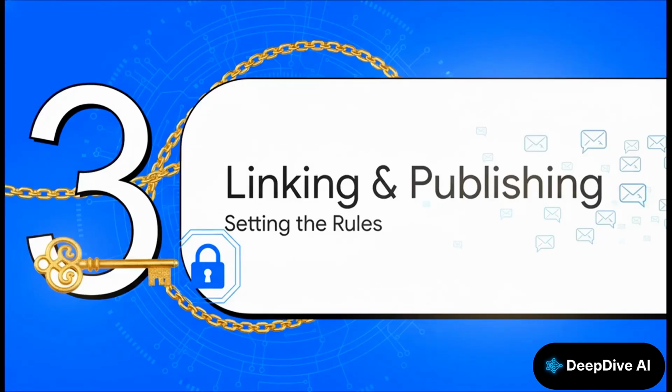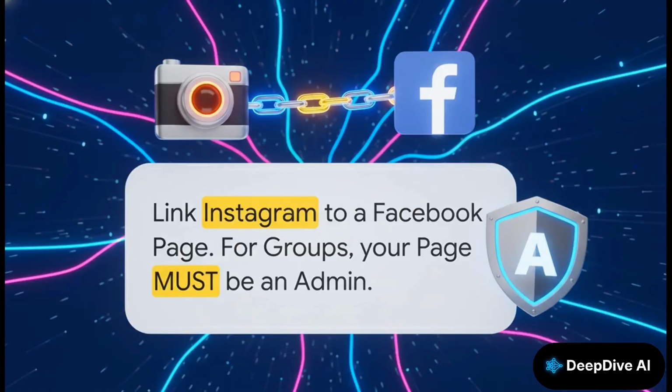Phase 3, linking and publishing, setting the rules. Now, before a single automated message goes out, there are strict rules you have to abide by. If you want to operate on Instagram, you absolutely must link your business account to a Facebook page within the Meta Business Suite first. They have to be connected, period. Also, and this is a massive update from 2024, if you're looking to automate posts into a Facebook group, your page must be an admin of that group. You can't just blast automations into groups you're only participating in.